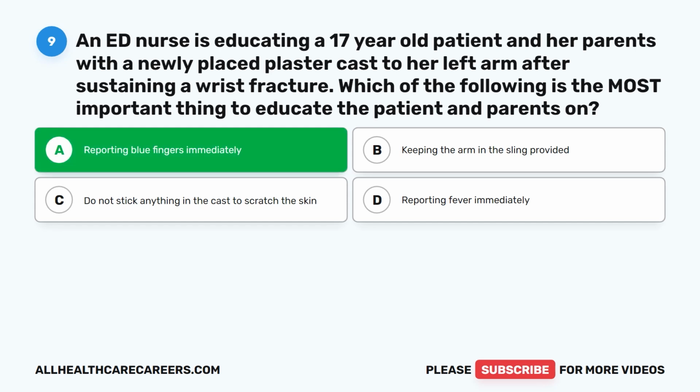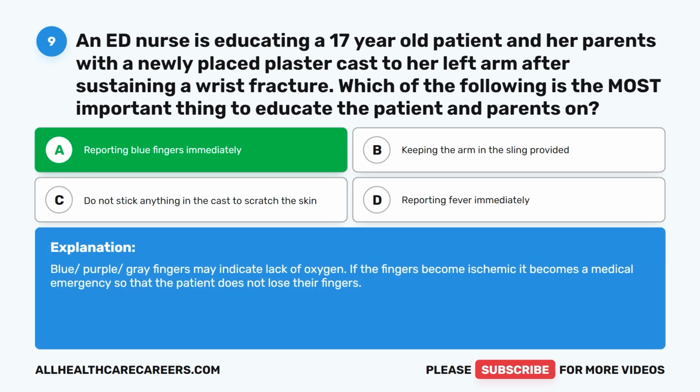Reporting blue fingers immediately. Blue, purple, or gray fingers may indicate lack of oxygen. If the fingers become ischemic, it becomes a medical emergency so that the patient does not lose their fingers.